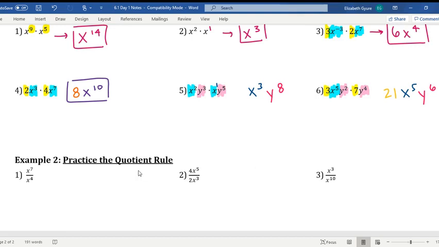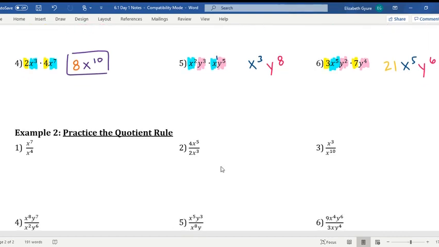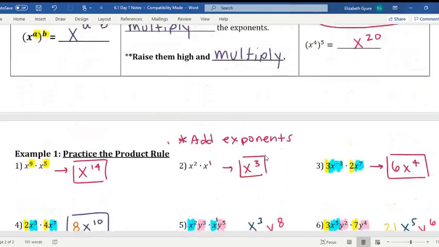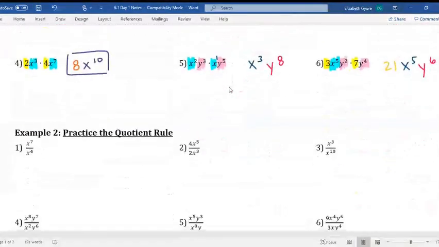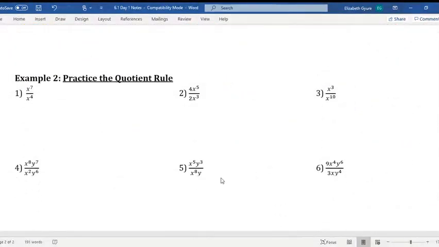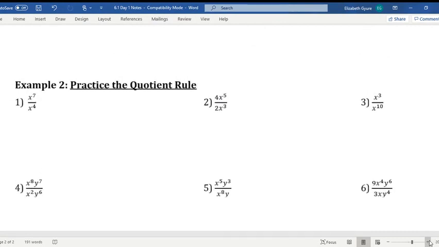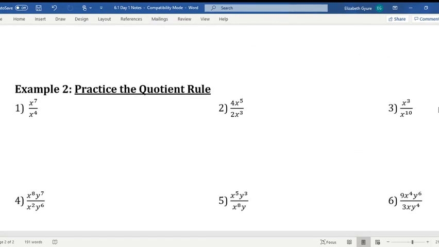Okay, so let's practice our quotient rule. So let's go back to the front and let's see. So our quotient rule, to divide powers with the same base, you subtract their exponents. So here, don't all these have division bars in them? You guys see how they're all fractions? Everybody here is a fraction, so we are going to use our quotient rule. And our quotient rule says to subtract the exponents.